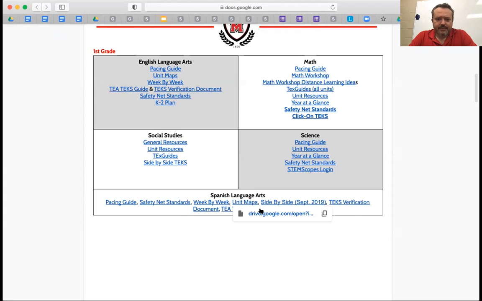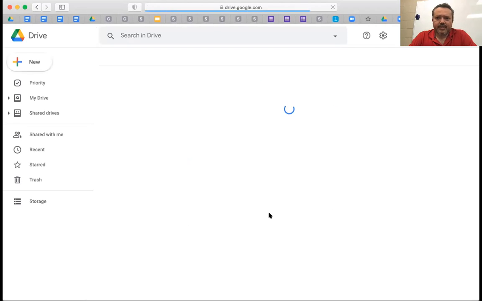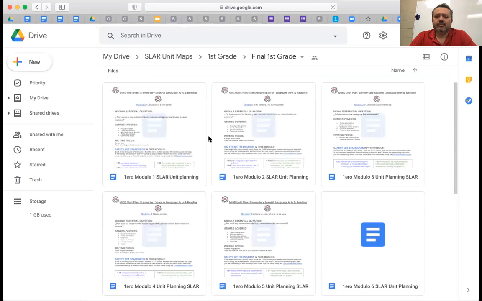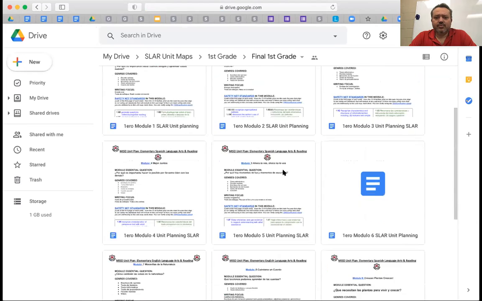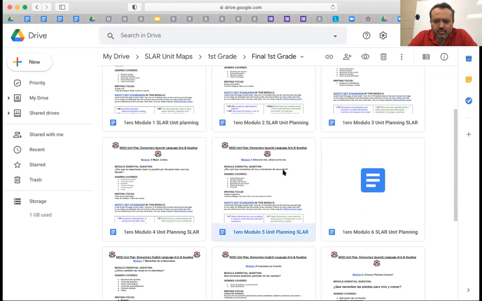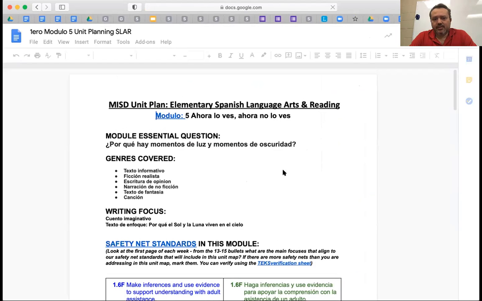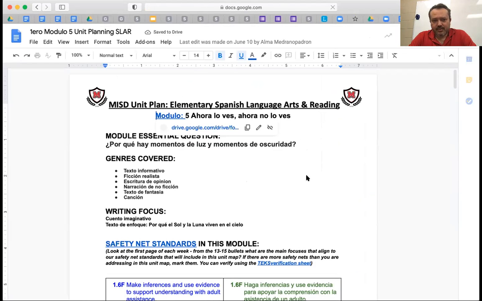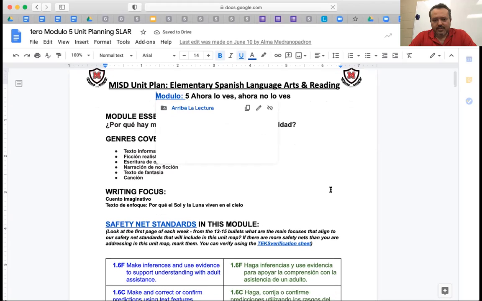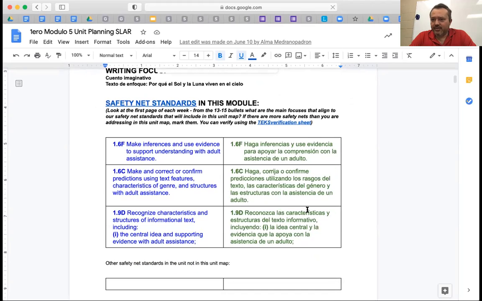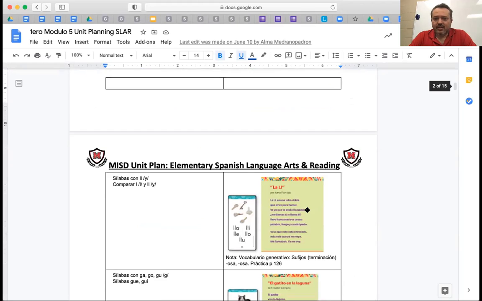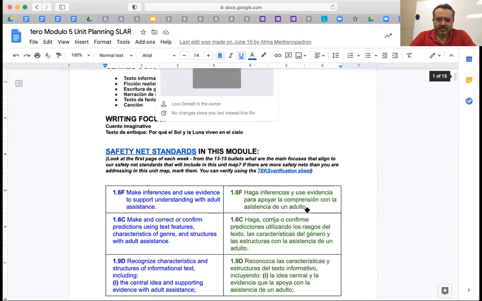So we have the unit maps, and we're gonna look at just one briefly. Let's look at this one. So ideally, there's an essential question, and the standards, the green side, they're in Spanish. The left side, in this case, just the standards are in English.